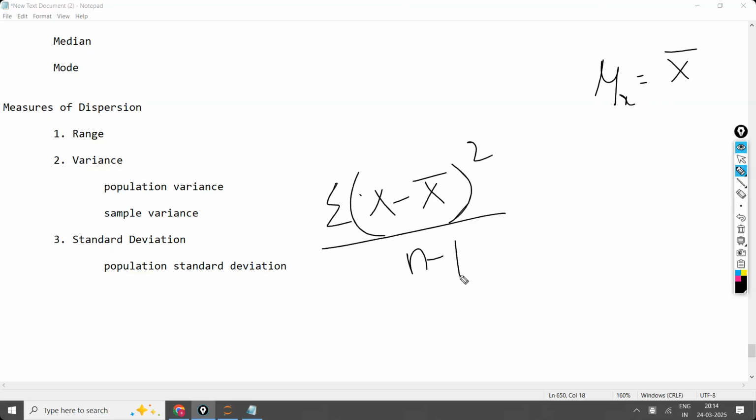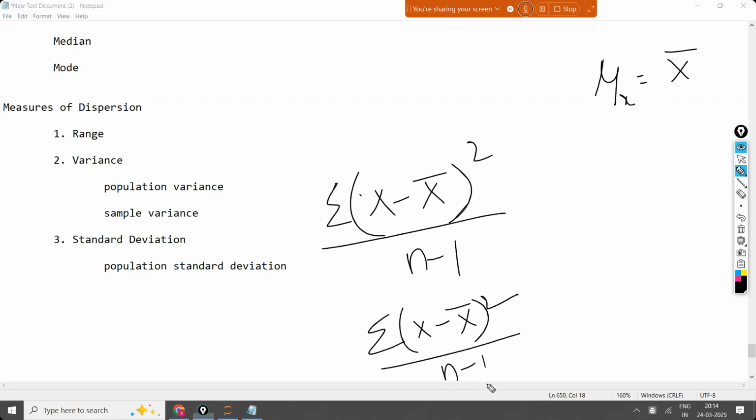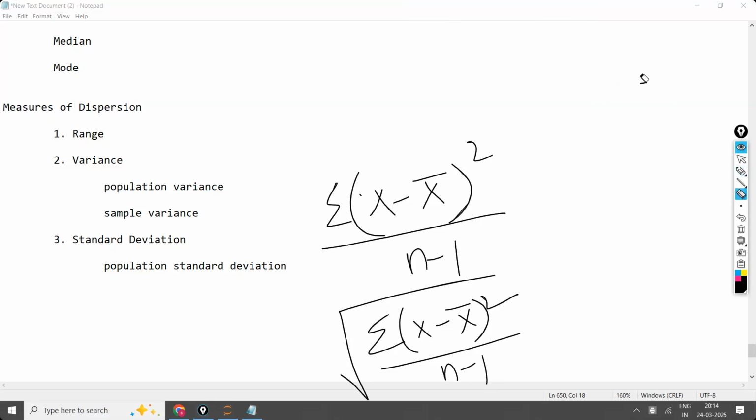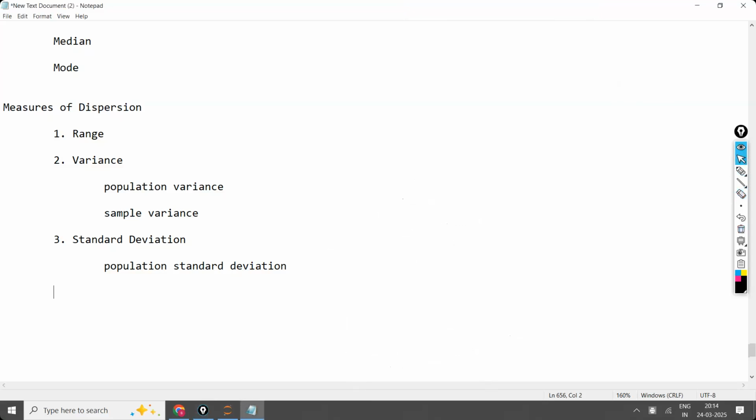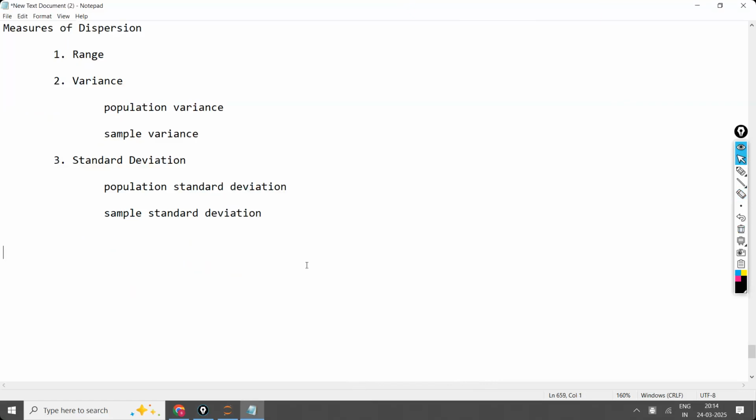This is the sample variance. What is the sample standard deviation? It is the square root of x minus x bar whole square divided by n minus 1. In the numerator, there is no difference. The numerator will be the same. So till this we have discussed in the previous class, the sample standard deviation.